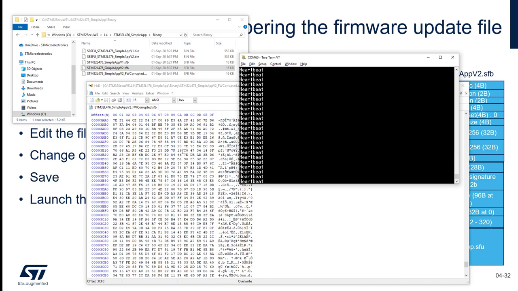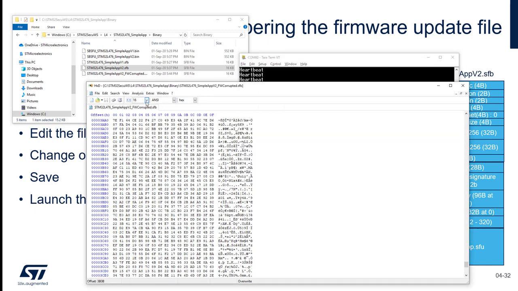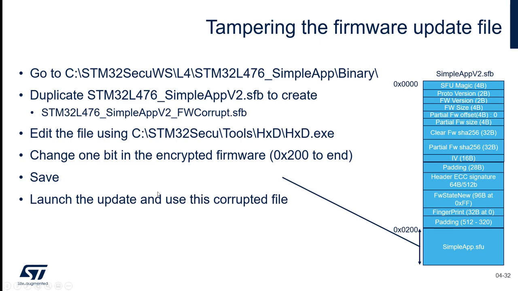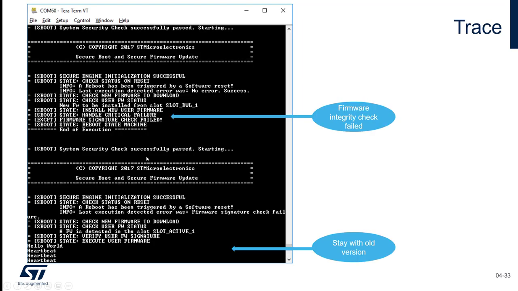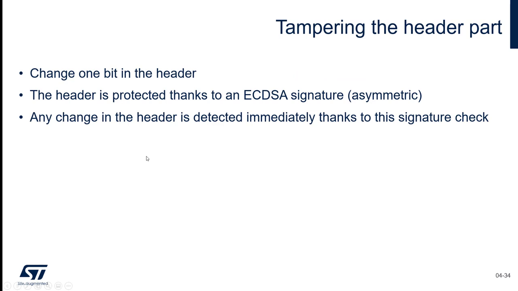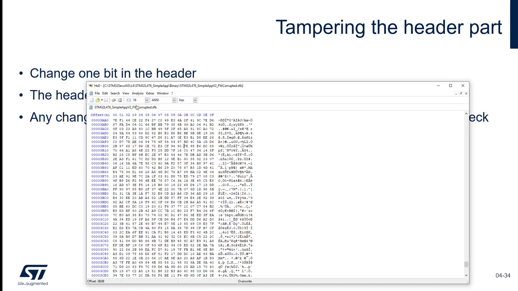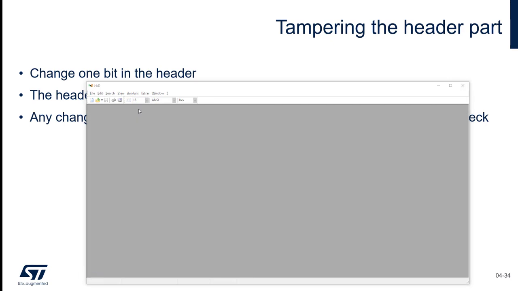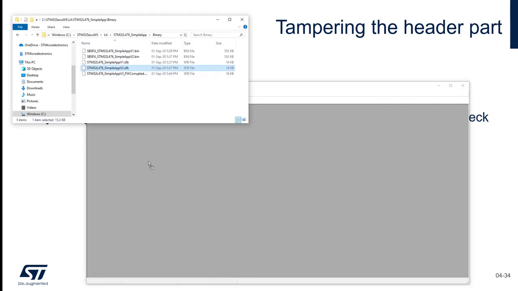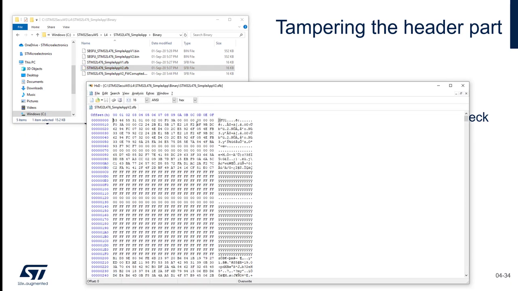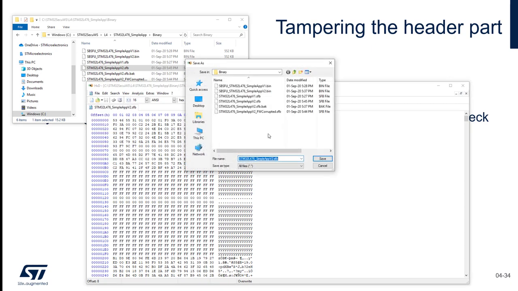Here is what we just saw. So let's try to tamper the header file now. Close this one and open again the correct one and tamper. I want to tamper just here, put a 1 here, 0 1, and save as header corrupted.